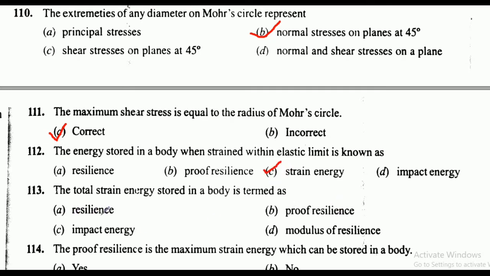Next is the total strain energy stored in a body is termed as. Here friends, these are the options and your correct answer is option A, that is resilience. The total strain energy stored in a body is termed as resilience.